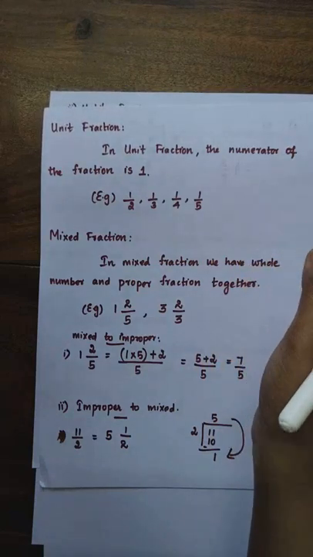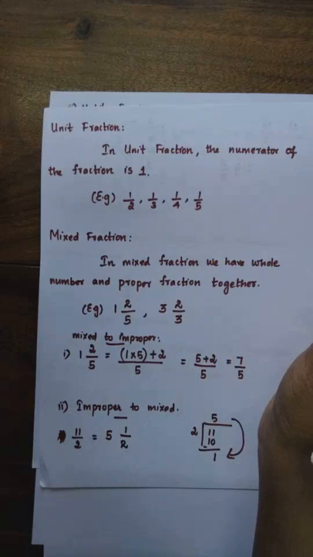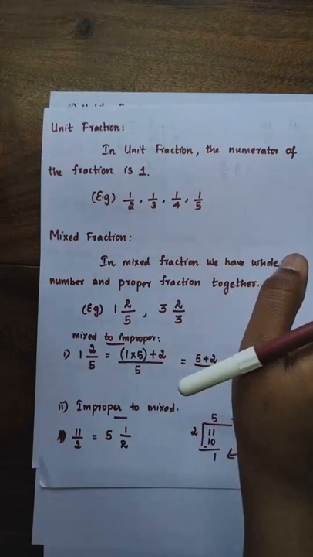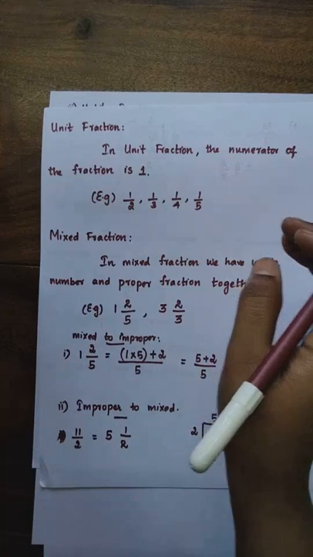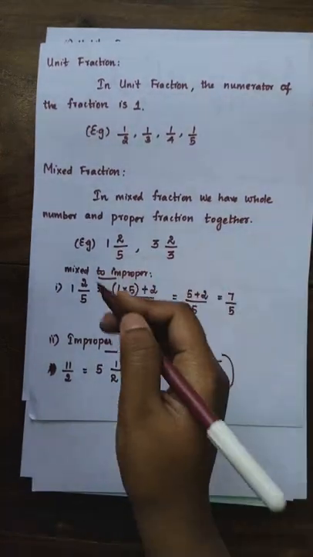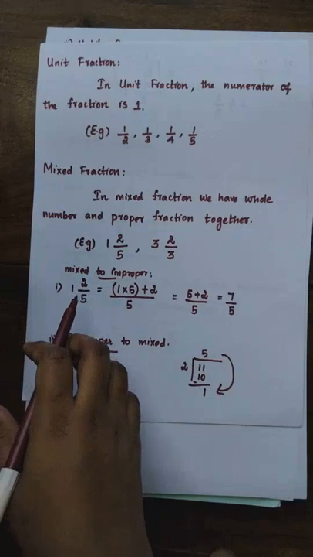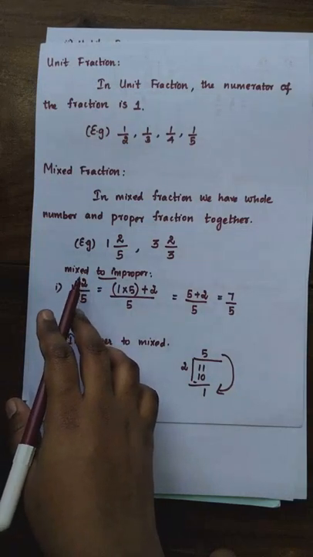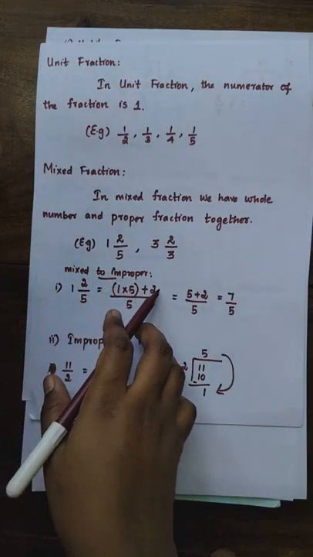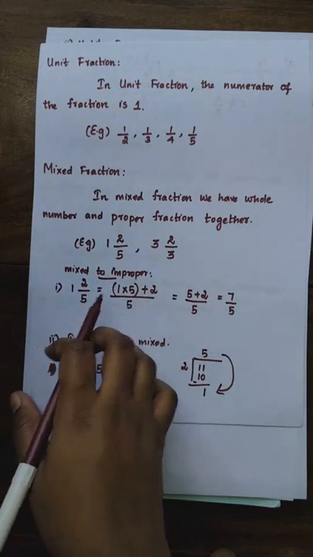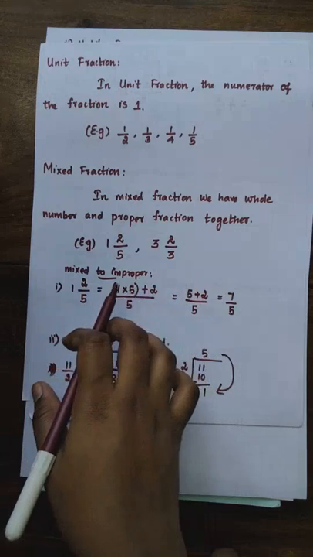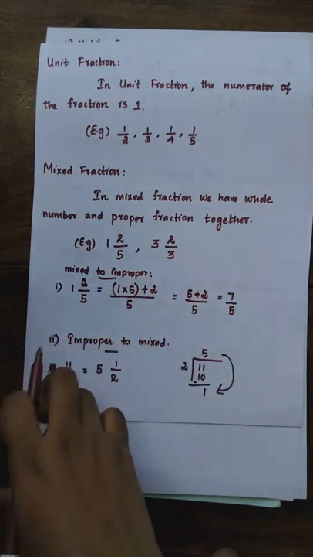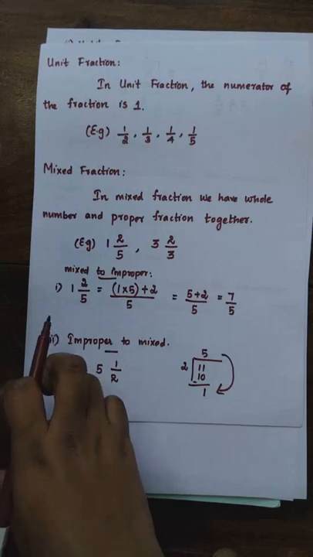The next one is mixed fraction. What is mixed fraction? In mixed fraction, we have a whole number and a proper fraction together. How will you convert mixed fraction to improper fraction? First, we need to multiply these two numbers, that is 1 into 5, then add 2. 1 into 5 plus 2, divided by the same denominator, 5. So 1 into 5 is 5, 5 plus 2 by 5, so our answer is 7 by 5. This is the conversion of mixed to improper.